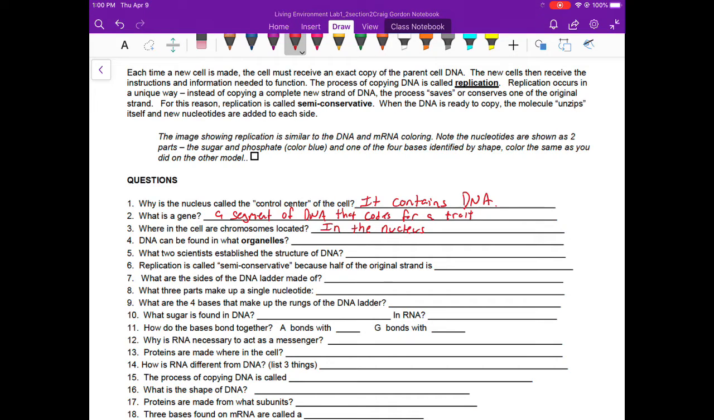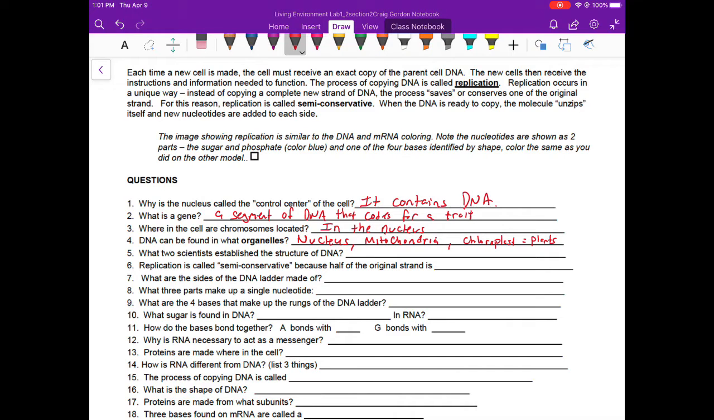DNA can be found in what organelles? Well, they can be found in the nucleus. Now, I don't know if we talked about it a little bit, but it also can be found in the mitochondria, which you have. And it also can be found in the chloroplast, which is in plants, if you remember.